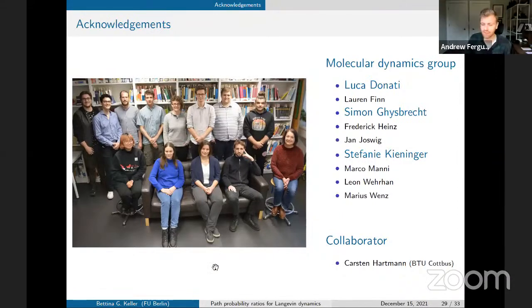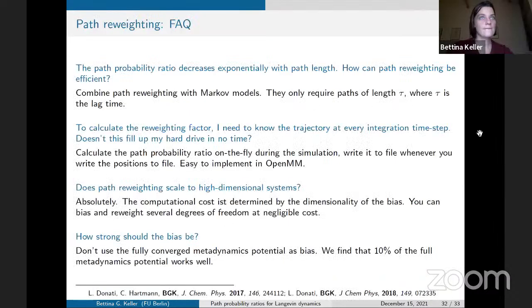Great, thank you very much, Bettina, for a wonderful talk. So we already have a couple of questions in the chat, and so a question from Peter Ballhaus. How does the path reweighting scale with path length? As the path becomes longer, do we not have exponentially more unlikely reweighting factors? And how does this translate into the rates?